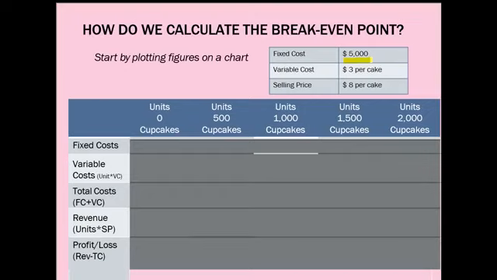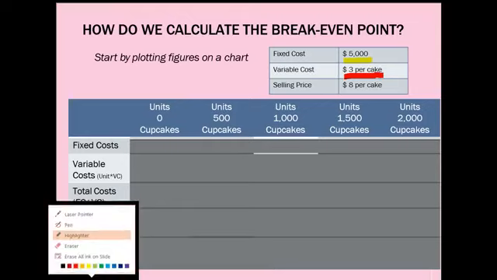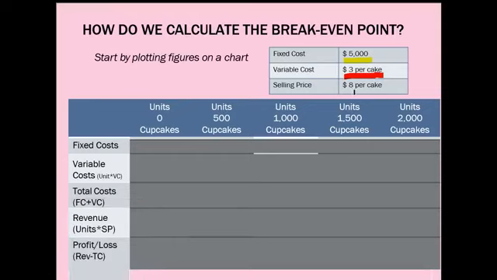Fixed cost is fixed irrespective of whether production takes place or not. Then our variable cost is $3 per cake. In other words, for every cake produced, we have spent $3. Then our selling price is $8 per cake. We have to fill in this table.